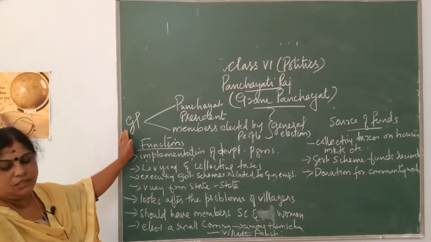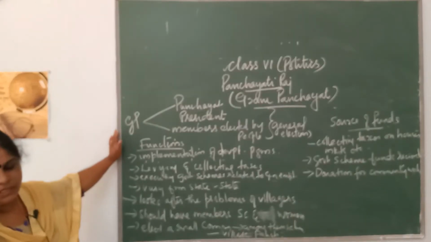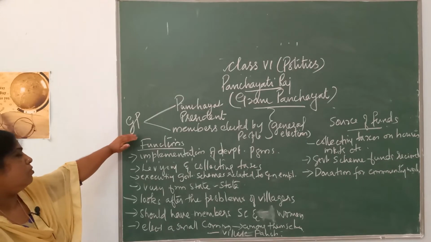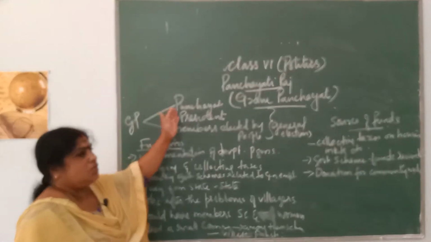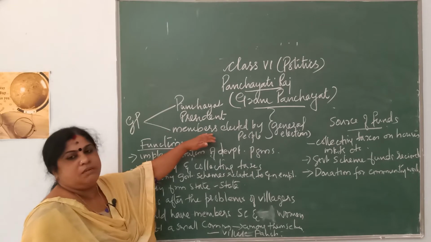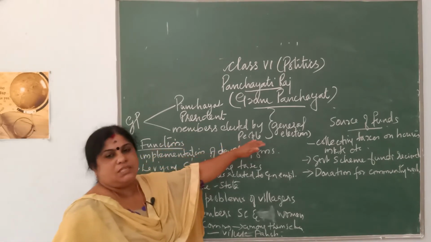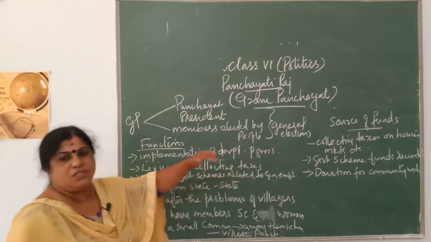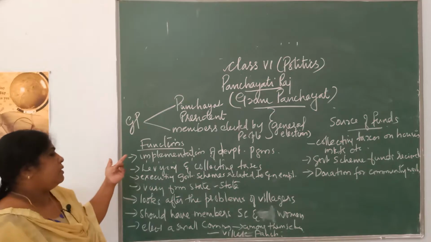Grama Panchayat is also the primary unit of governance in the Panchayati Raj system. The Grama Panchayat constitutes a Panchayat president plus the members elected by the people, and these people are elected through the process of general election. Now what are the functions of Grama Panchayat?